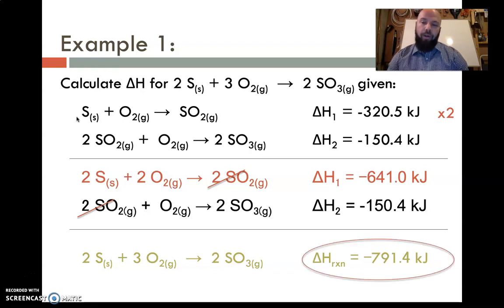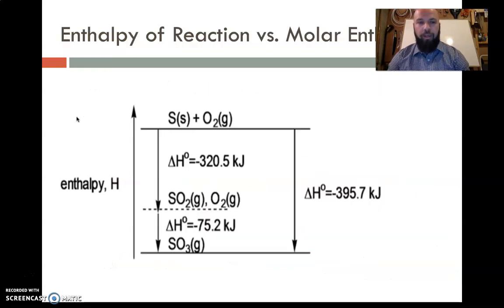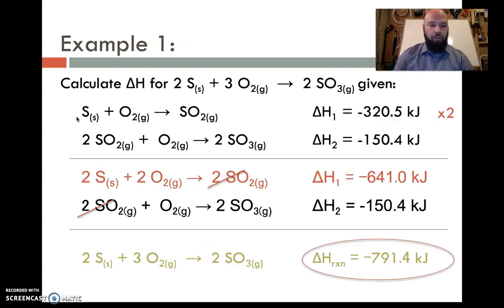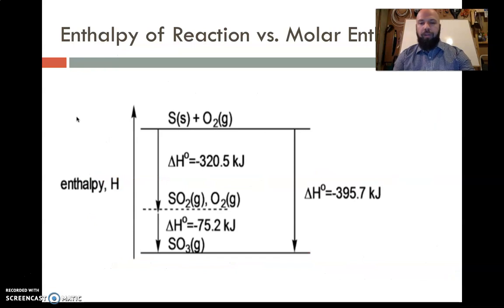Note that here the unit is kilojoules because we're not looking at molar enthalpy. The difference here would be half, because in our reaction we had 2 moles of the sulfur versus 1. Divide that number by 2 and you could see that negative 395.7 kilojoules per mole would be the enthalpy change of sulfur into the formation of sulfur trioxide.